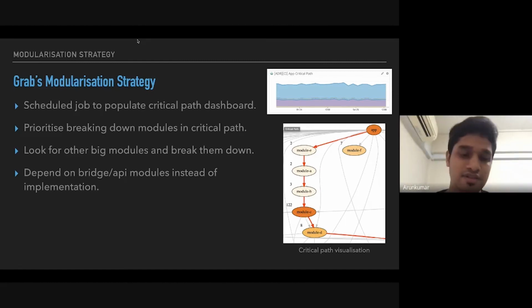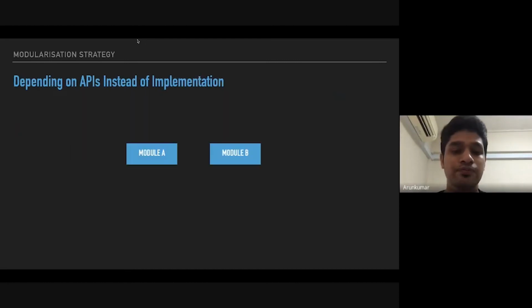This is the summary so far. Then the second bit is depending upon bridge API modules instead of implementation. The highlighted bit, I would like to talk a bit more on this. This is the second part of our modularization strategy.